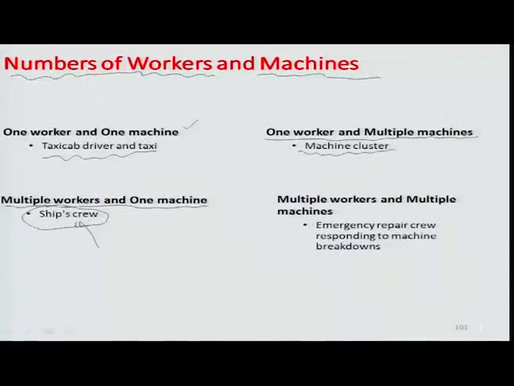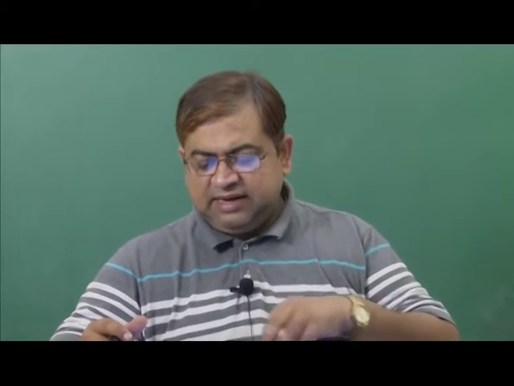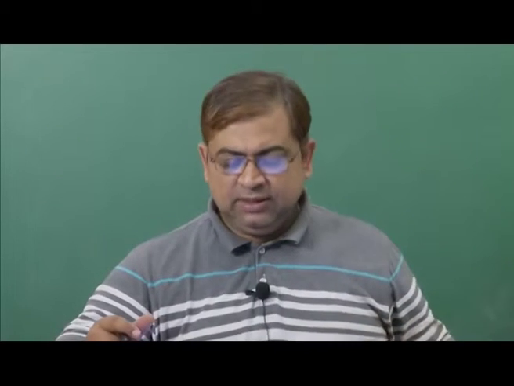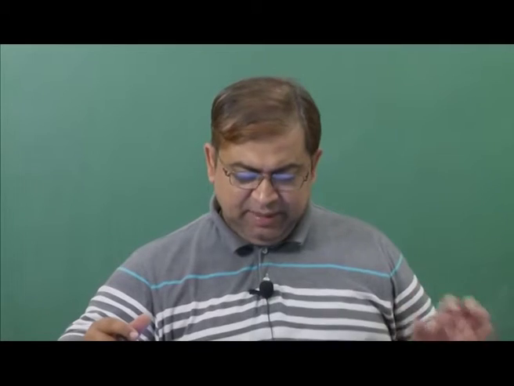So that's again an example of multiple workers, one machine. There can also be a case of multiple workers, multiple machines. For example, when we talk about an emergency repair crew responding to machine breakdowns, it is possible that you have to remove the problem, or you have to start the facility in a relatively shorter amount of time, and it may be worthwhile to put more than one skilled person on the job who can go to multiple work centers and take corrective actions or measures so that the system can quickly be revamped, or set back to initial zero conditions so that it can operate.